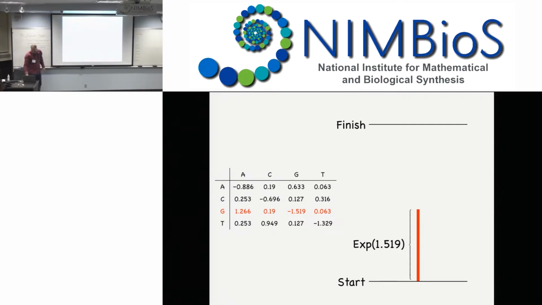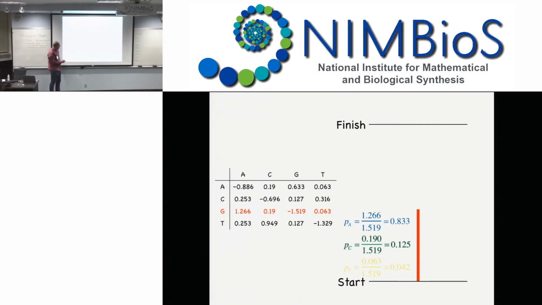The rate matrix also tells us the probability that when we have a change, it's going to be to an A with probability 1.266 divided by 1.519. It's going to be to a C with probability 0.19 divided by the total rate. And it's going to be to a T with probability 0.063 divided by the overall rate. These three numbers have to sum to 1.